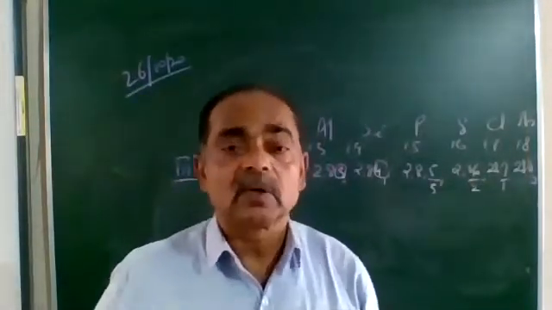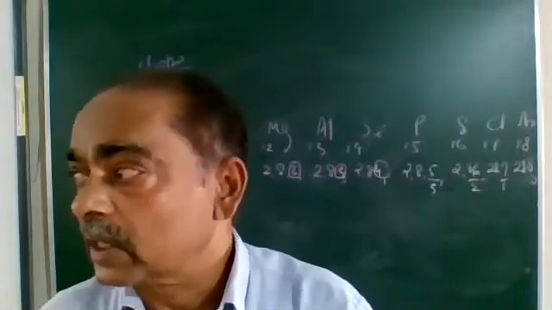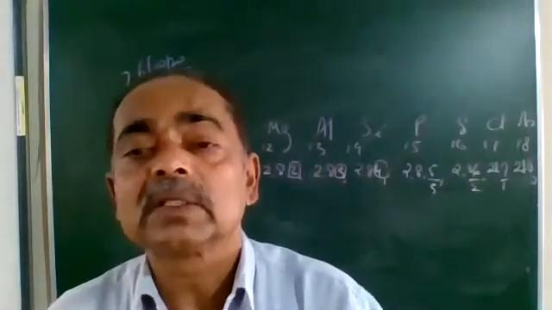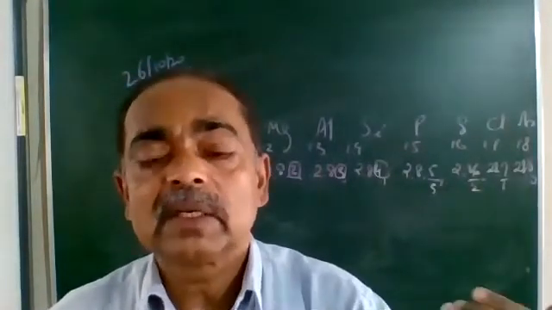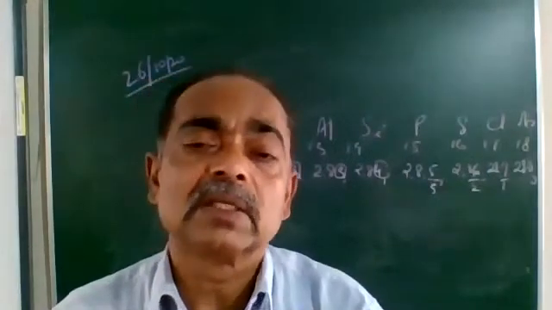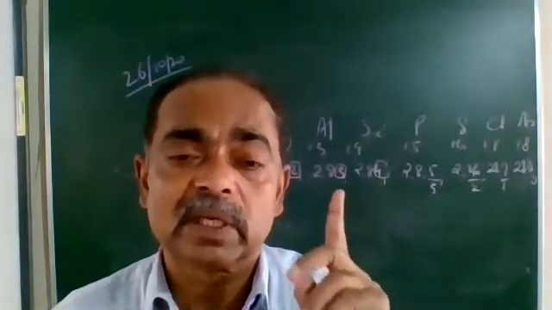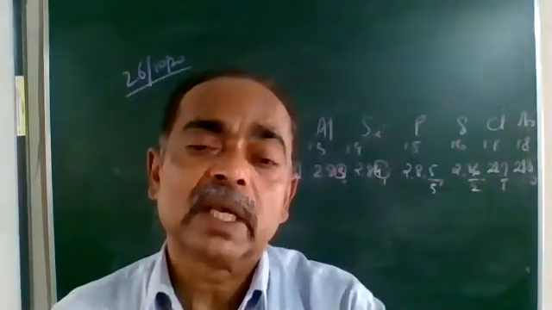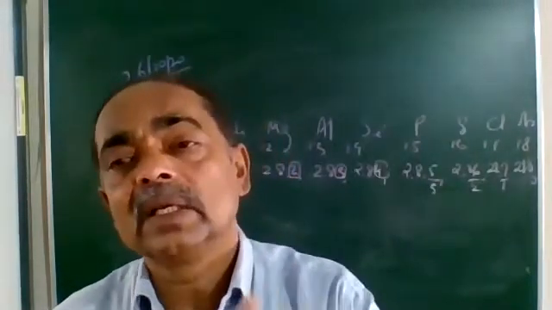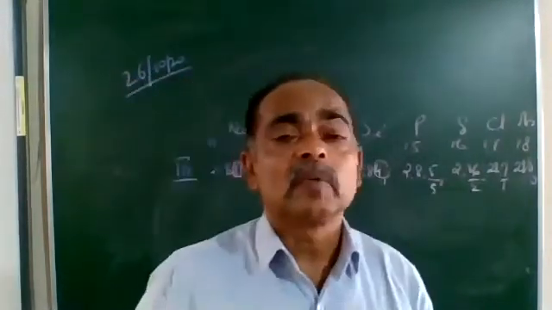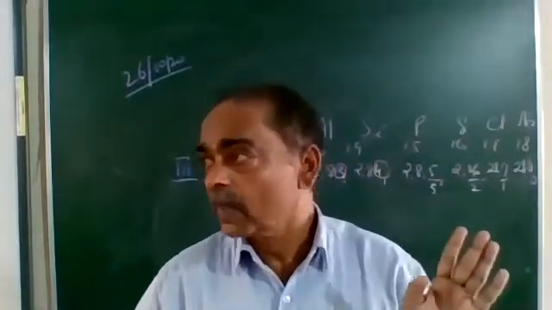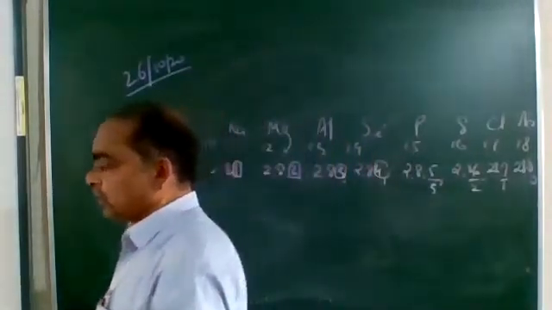Metallic oxides are basic oxides and non-metallic oxides are acidic oxides. So going from left to right in a period, the basic nature of oxide decreases and the acidic nature of oxide increases. These are some of the common properties of a period. Understood? Now what we are going to do is the properties of a group.